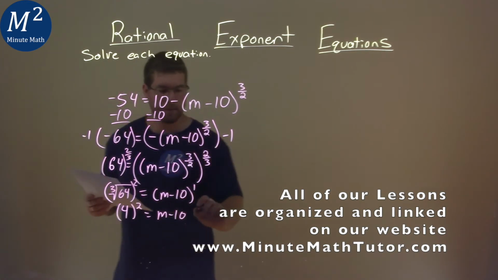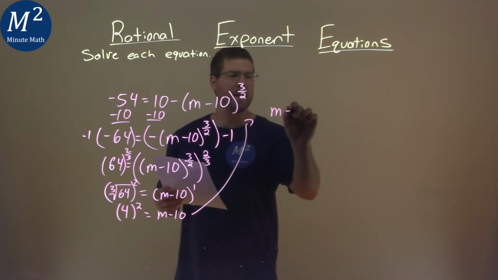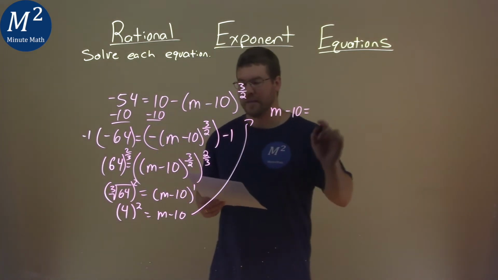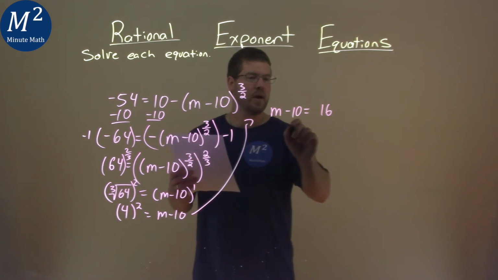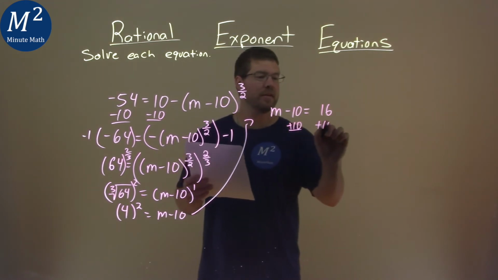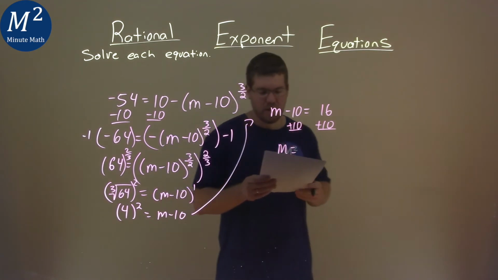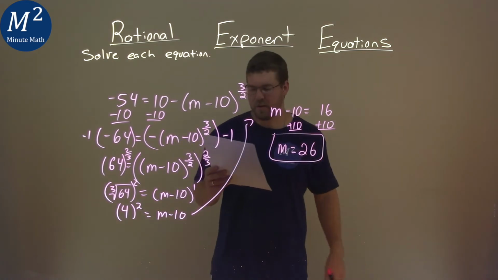Now I'm going to finish up here. I'm going to flip it around so we have m minus 10 here on the left, but on the right, our 4 squared, hopefully you can see, is 16. So again, I flipped that around here. We add 10 to both sides to continue this through, and we have m equals 16 plus 10, which is a good old 26, and that is our final answer.